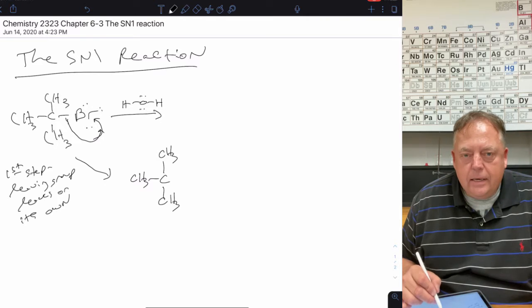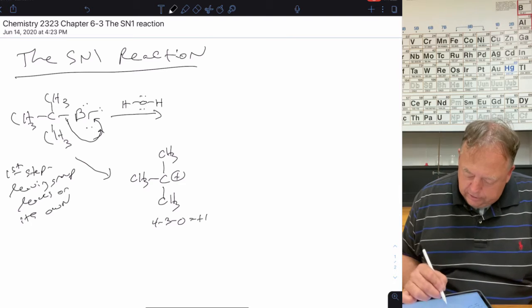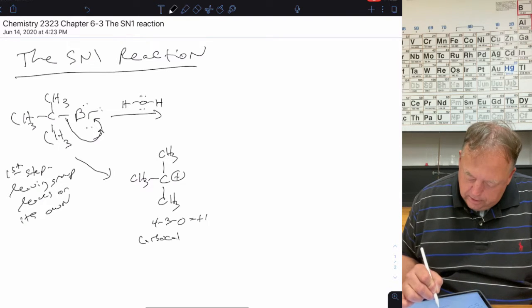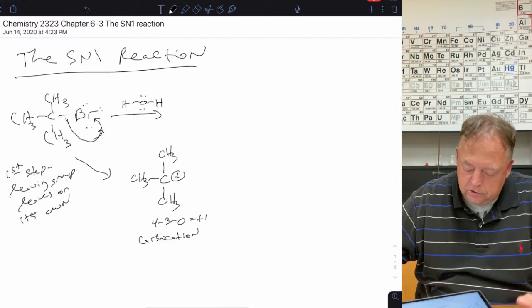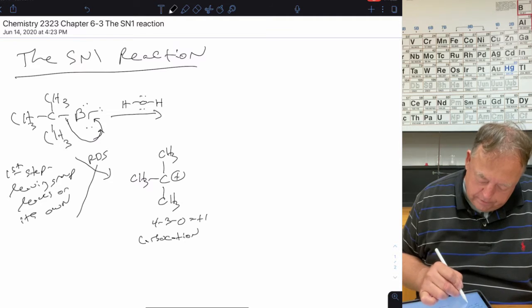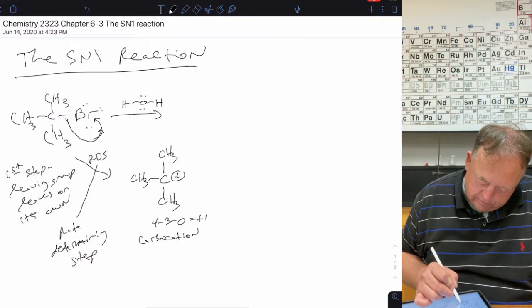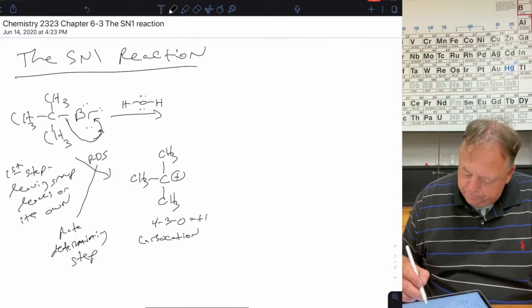And so that carbon now only has 6 electrons around it. If you calculate the formal charge, 4 valence minus 3 lines minus 0 dots, it's +1, so that carbon's +1 charged. That's what's known as a carbocation. SN1 reactions always make carbocations in their first step. And that's the slowest step in the reaction, so that's what's called the rate determining step. If you remember the kinetics chapter from General Chemistry 2, the RDS is the rate determining step.